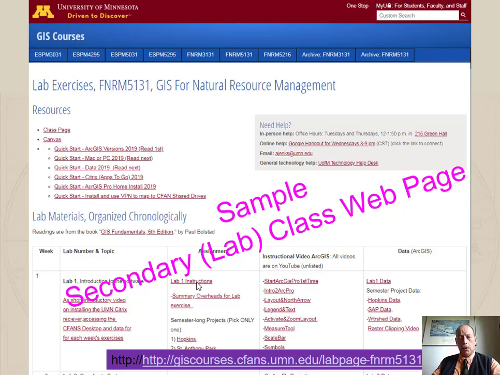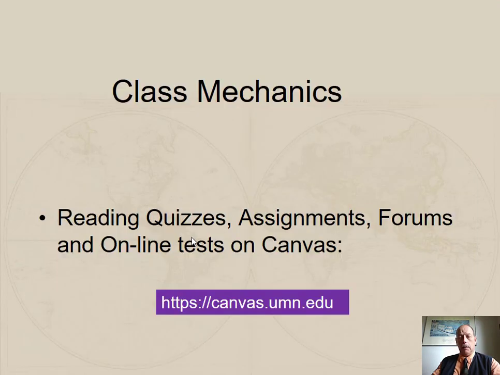But the instructions, so what you need each lab time is read the instructions and the summary and get the data from the online resource. So the class mechanics, to sort of wrap up here, we have reading quizzes, we have assignments, primarily labs and homeworks. There's some forums where you can ask questions and other students can answer and chat about it. And there's online tests, and that's the main way Canvas works for us.